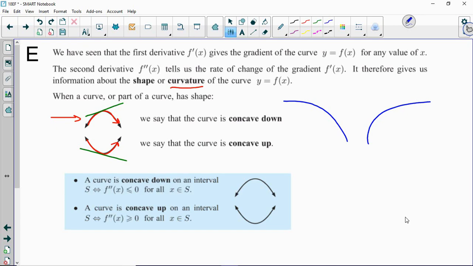Just like we decided that a function would be increasing on the interval for which its first derivative is positive, and it'll be decreasing on the interval for which the first derivative is negative, we're going to say that a function's concave up or down on an interval. It's going to be concave down when the second derivative is less than or equal to 0. It's going to be concave up when the second derivative is greater than or equal to 0.